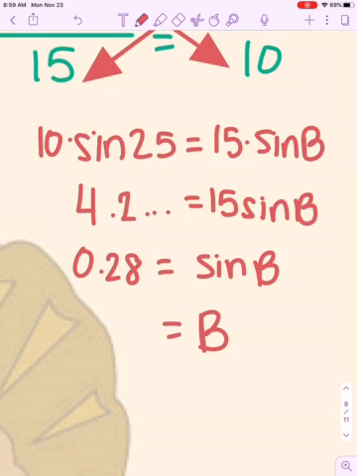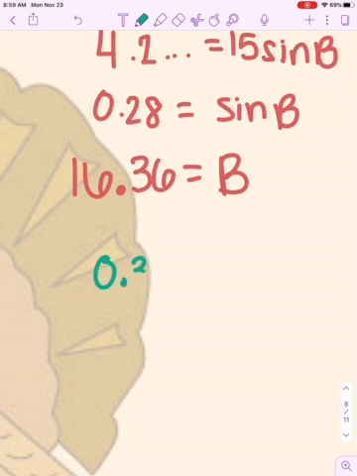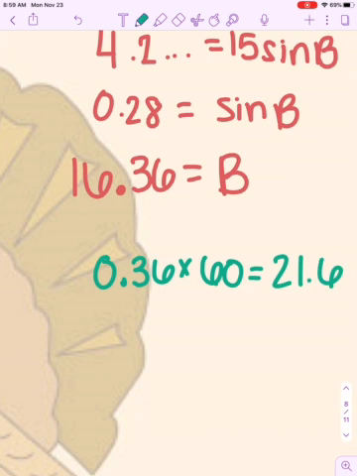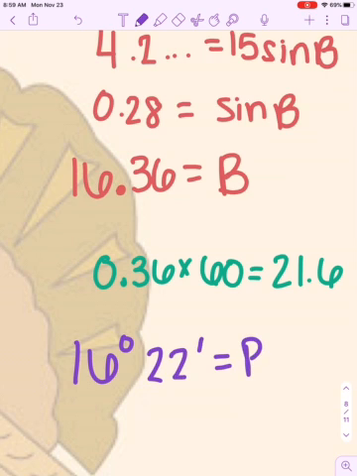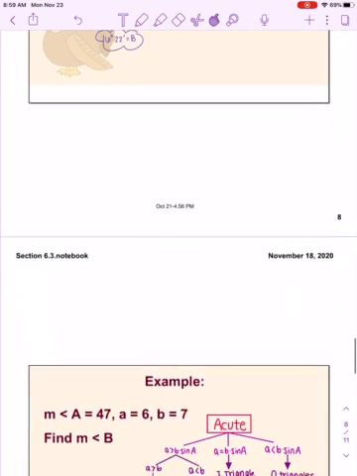So then you second sign your answer. So second sign, second answer. You get 16 point, we're doing 2 decimal places, so 16.36. And the only other thing we need to do is turn it into minutes. So 0.36 times 60, we don't have to subtract it from 180 because we only have one triangle. So 0.36 times 60 is 21.6. So final answer is 16 degrees and 22 minutes. That's it.